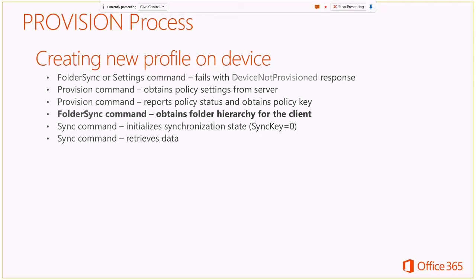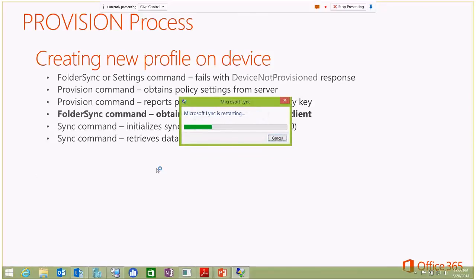After the provisioning commands, it will send a folder sync command, and this allows the client to obtain the folder hierarchy. This is where it gets the list of folders in the mailbox and associates the name with a folder ID or a collection ID, as you'll see in the logs in a little bit. Once the client has the folder hierarchy, it then sends a sync command. This is really important: the first sync command will then get a new sync key, and we'll send another sync command using that new sync key to retrieve the data. We're going to talk a little bit more about this sync process in a little bit.